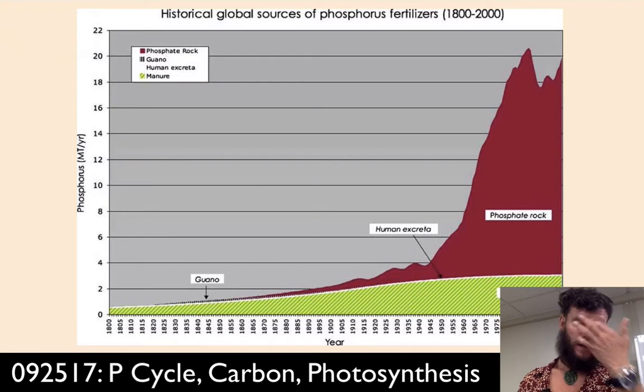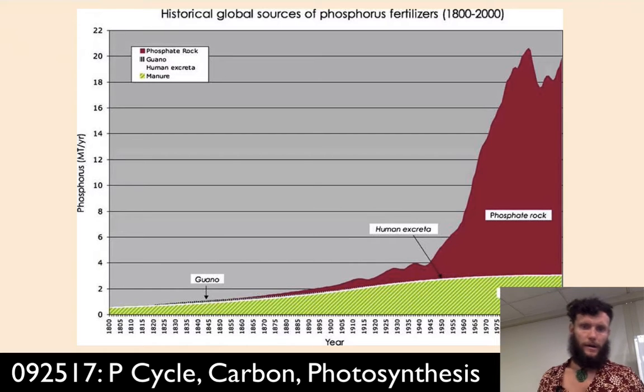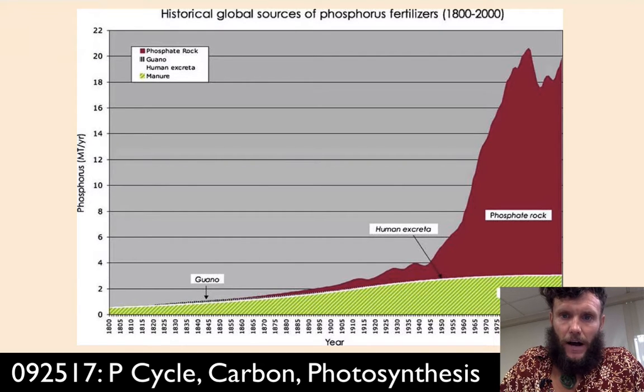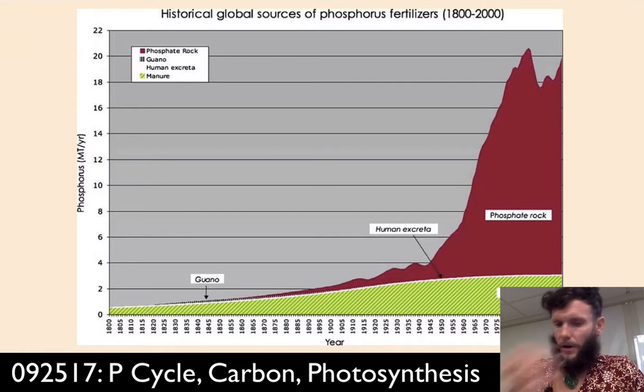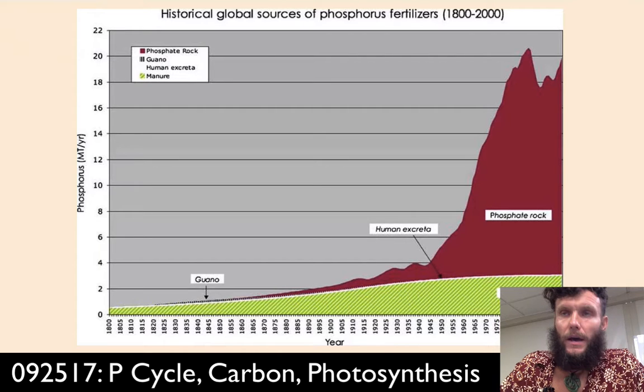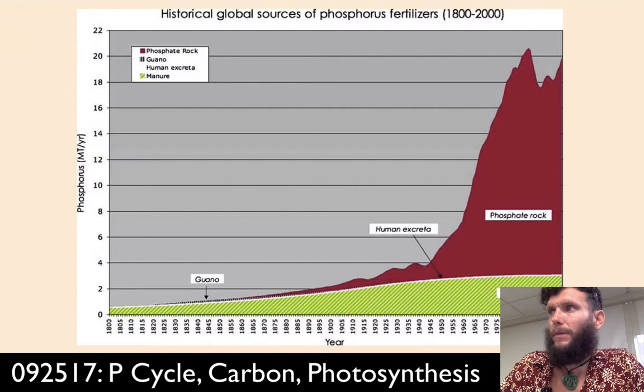Okay, so we talked about Nauru. So here is the historical global source of phosphorus fertilizer. You see how the green baseline down there is manure. There's a little dotted line that's guano, and people used human excreta for sure as a fertilizer. You've got to do something with it. Everybody poops, and it's got plenty of phosphorus in it. For a long time, those were the primary sources of phosphorus.